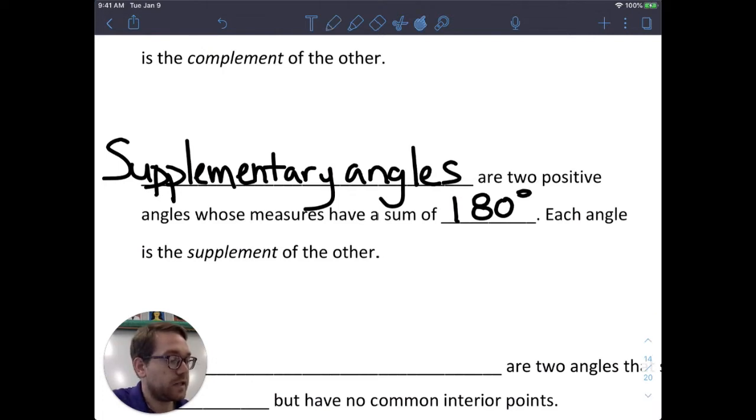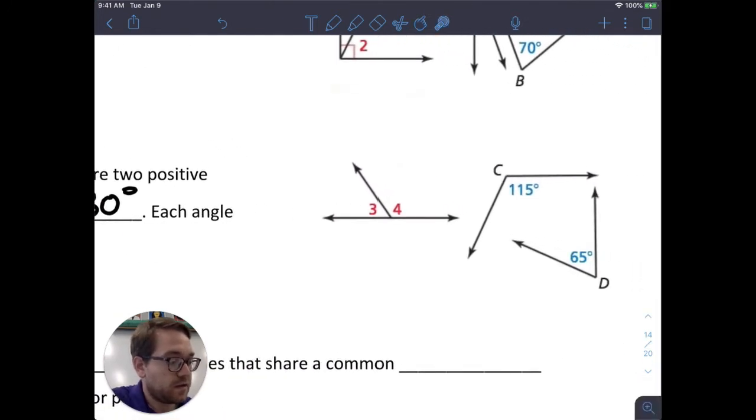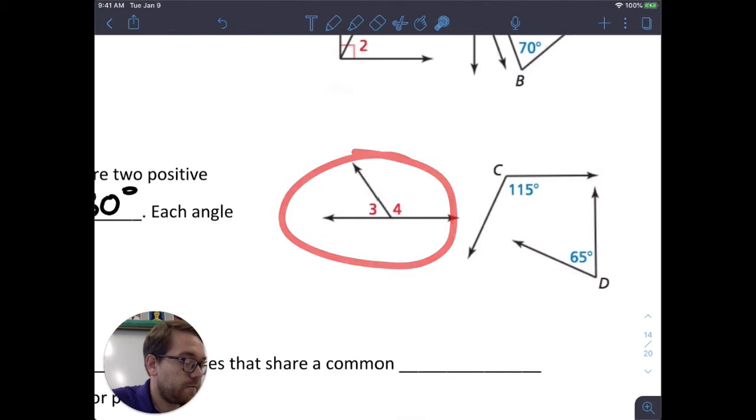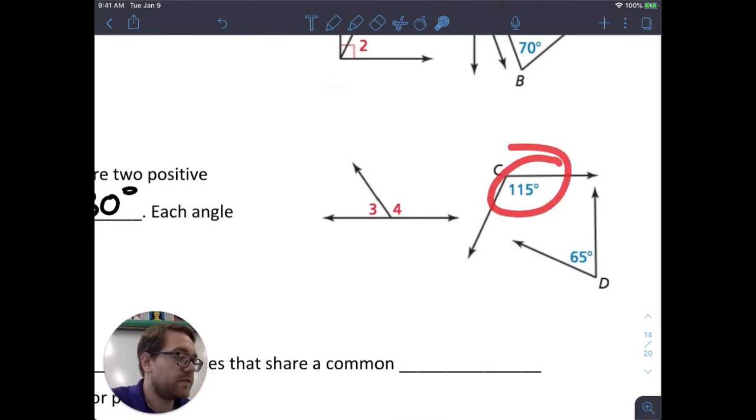Okay, so let's look at a couple visuals for that. So again, here we have adjacent angles 3 and 4. These two angles, 3 and 4, their measurements would add up to 180, which is a straight line. Okay? Remember, a straight line forms 180 degrees. But they can also be separate angles. So like this angle C is 115, this angle D is 65, that's 180. And so we would say that those two angles are supplementary to each other.